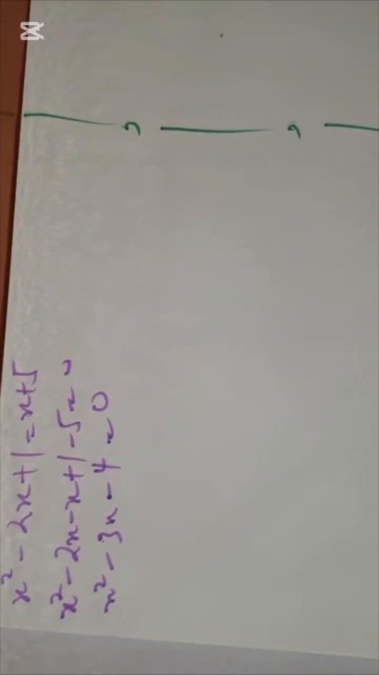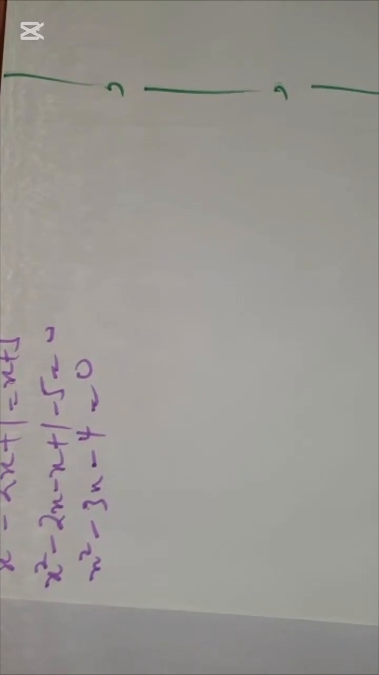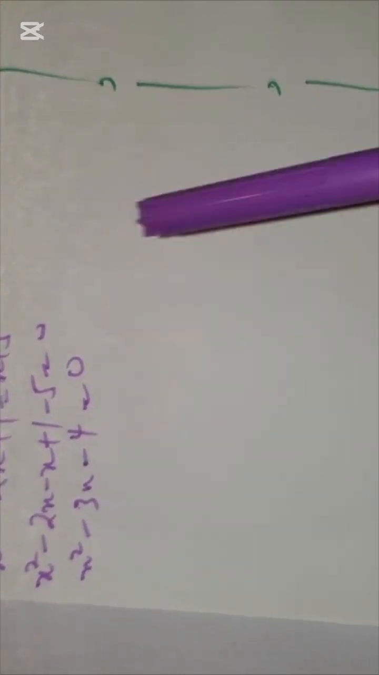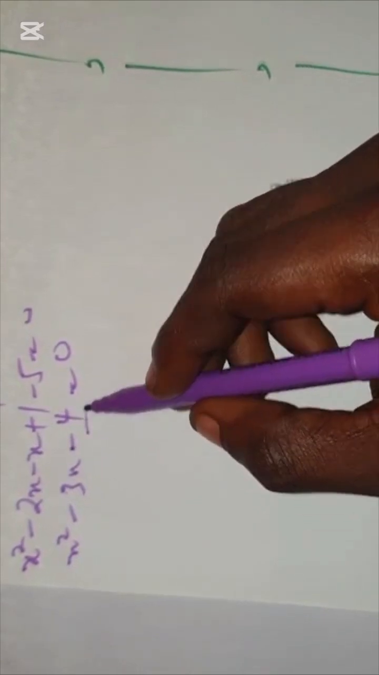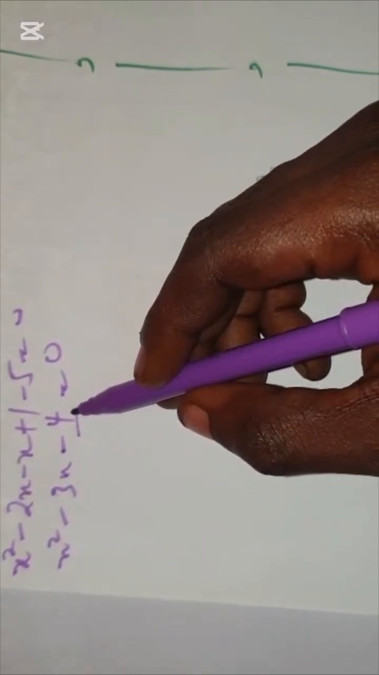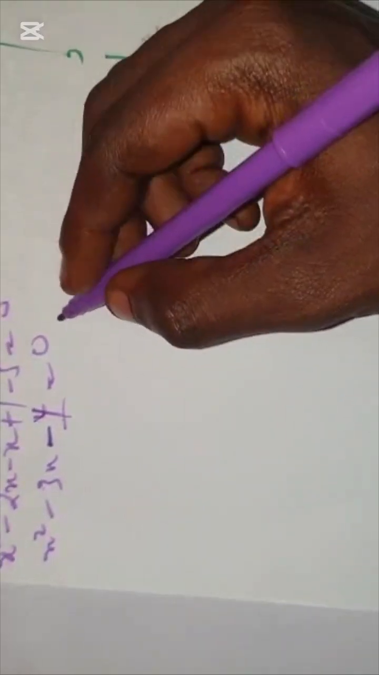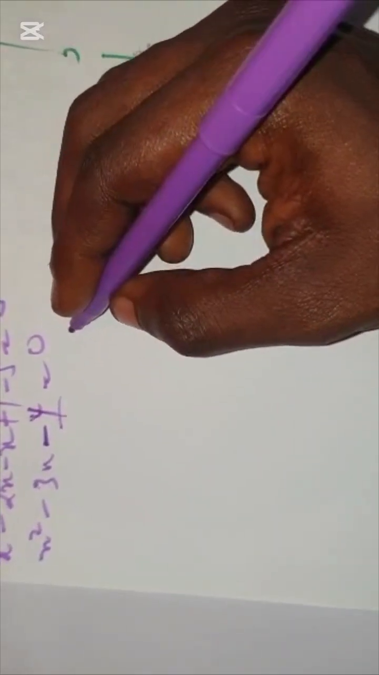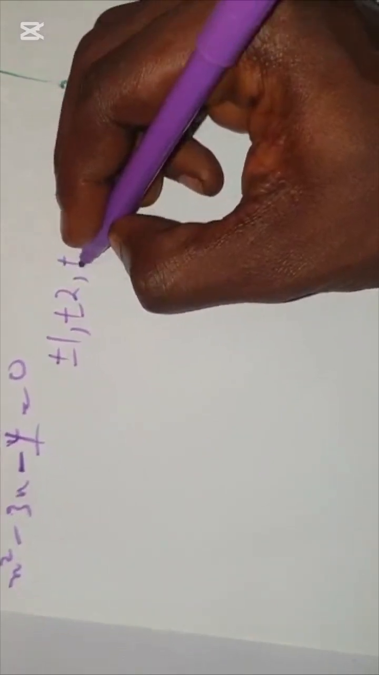Now, we have arrived at a simple quadratic equation. When factorizing, we must find the factors of the constant, which is the one without the variable. So in this case, we have minus 4. So the possible factors are plus or minus 1, plus or minus 2, plus or minus 4.